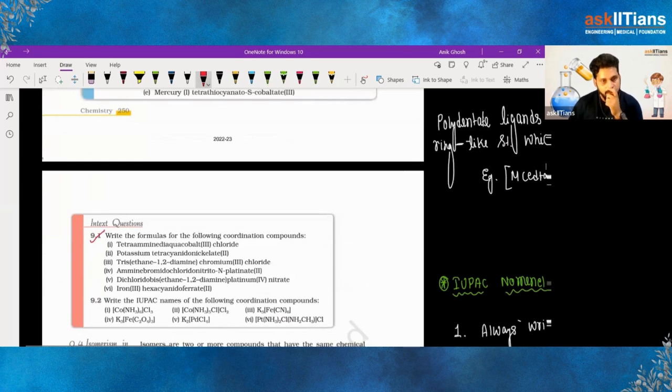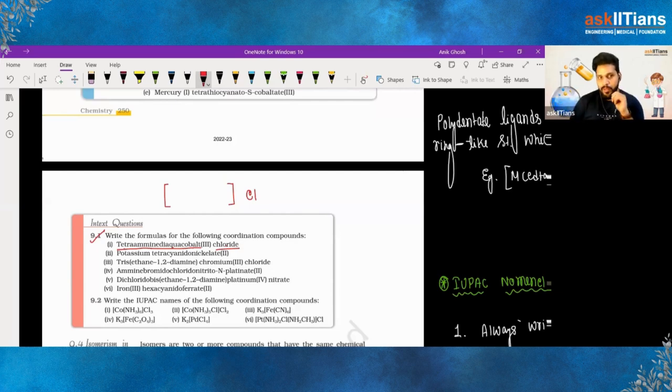Let's solve a few questions from here. Next question. Tetraamine diaqua cobalt chloride. That means this part is my cation, this part is my anion. This part is clear? So first you write the coordination sphere here, then you write chloride. But how many chloride you don't know. Like I told you, no? Counter ion, they don't mention the number. That you can find out very easily.